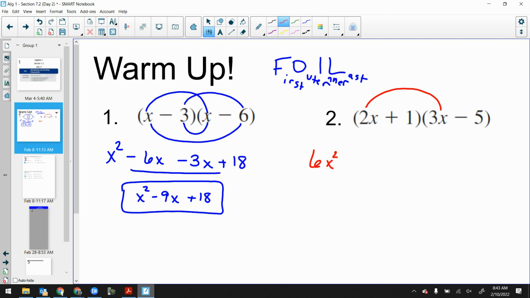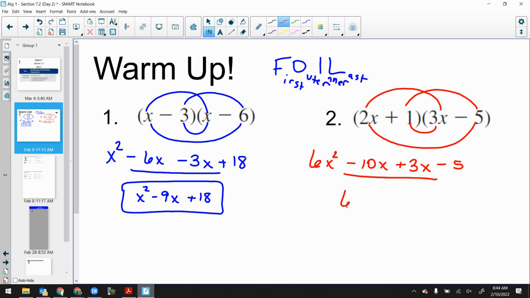Now we do our outers. 2x times negative 5, minus 10x. Now we do our inners. 1 times 3x, 3x. And when we do our lasts, 1 times negative 5 is negative 5. I will tell you right now, the people that stay organized, the people that are nice and neat with their work, tend to do better on these sections. Okay? Try to stay very clean, very clear with your work.